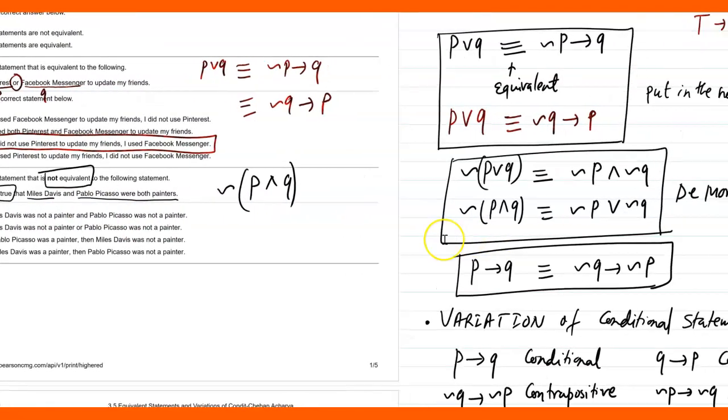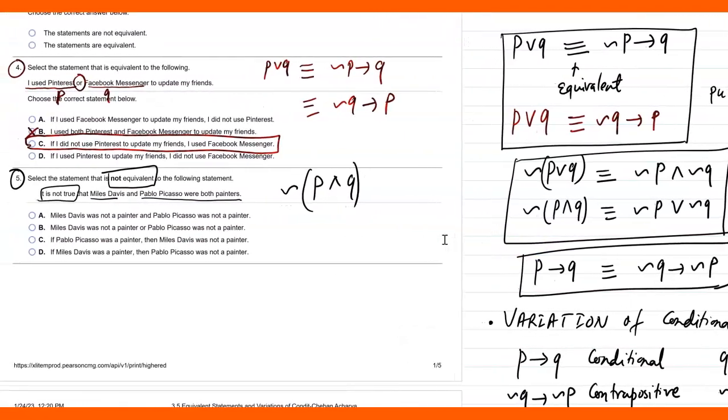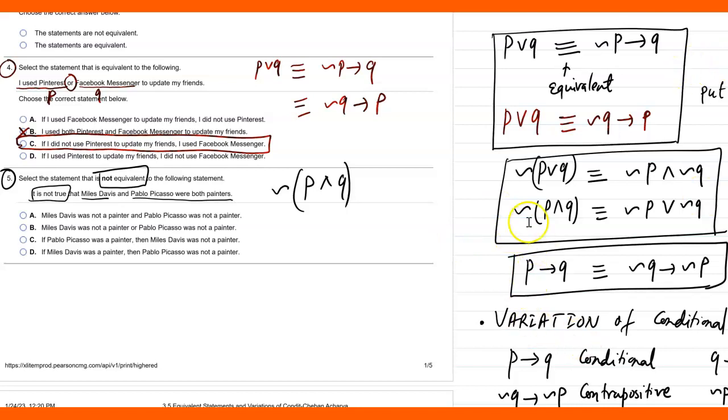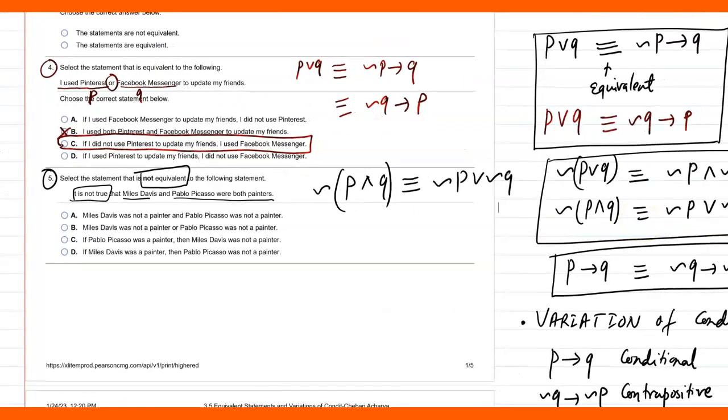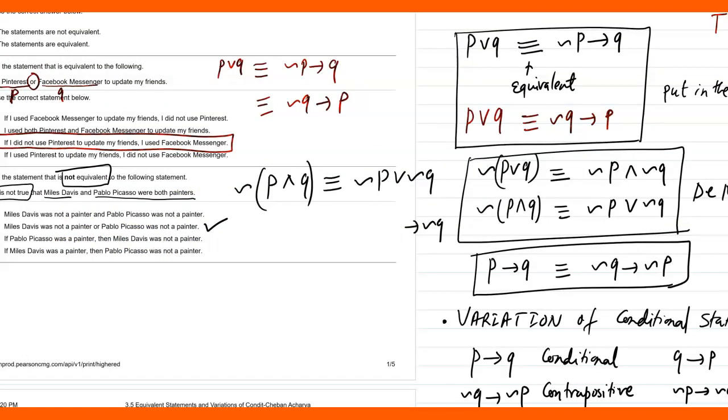And if you remember from this equivalency, this is equivalent to, notice that this tilde of P and Q is equivalent to not P or not Q. Why? Because of this De Morgan's law. Okay. Therefore, this is going to be what? Remember that one of the options is not equivalent, but all the others are equivalent. Therefore, which one is this one? And of course, this part B.